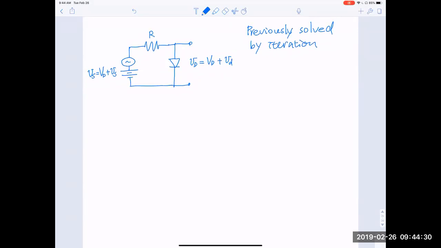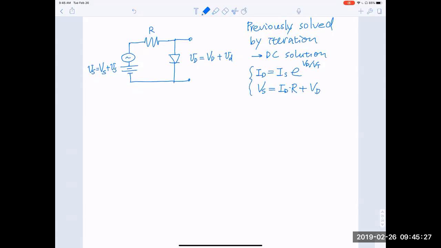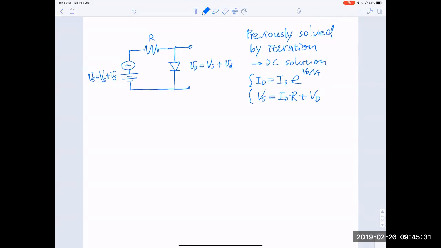Assuming we know the DC solution, which means I_D, the DC current, is equal to I_S exponential of V_D over V_T. There is a -1 that is so small that it can be neglected. We solve this equation as well as the equation that V_S, the source voltage, is equal to I_D times R plus V_D. You solve these two equations and you will obtain a set of solutions. We have done that previously.